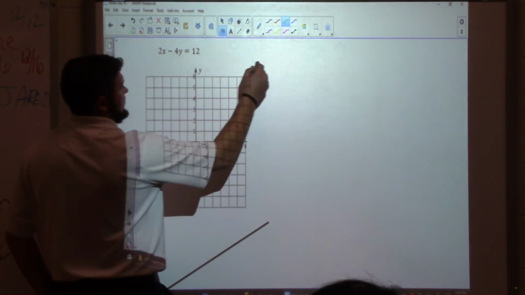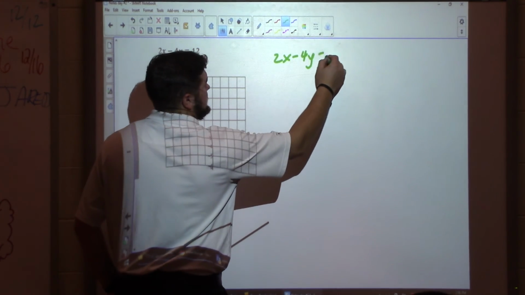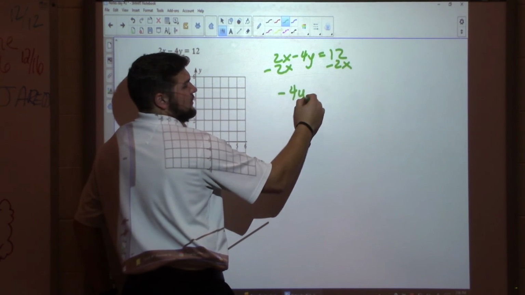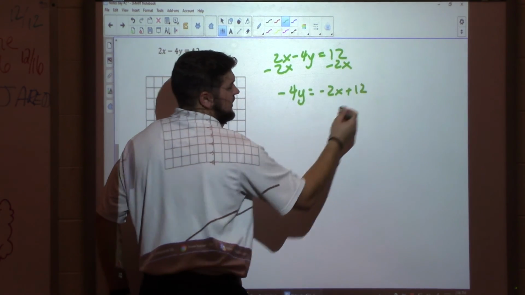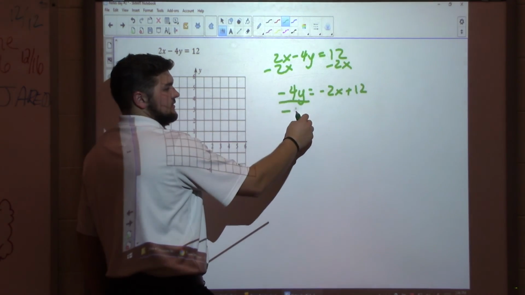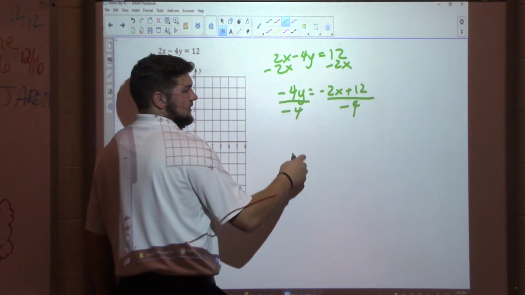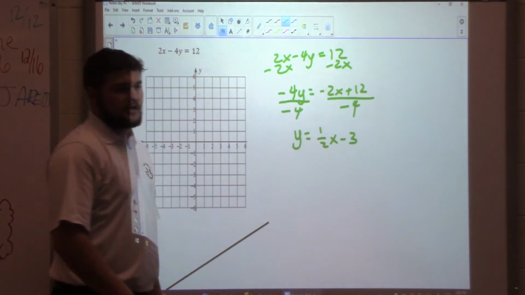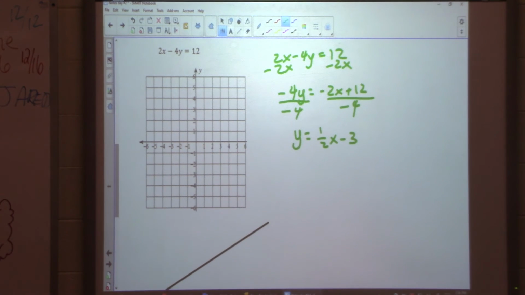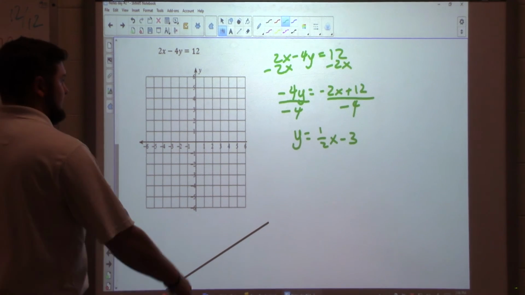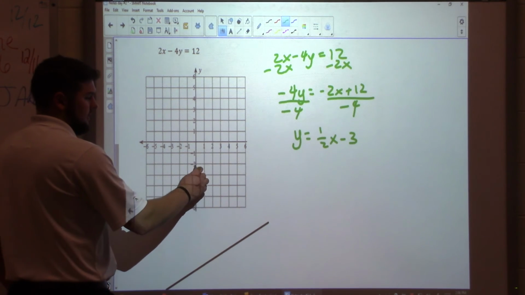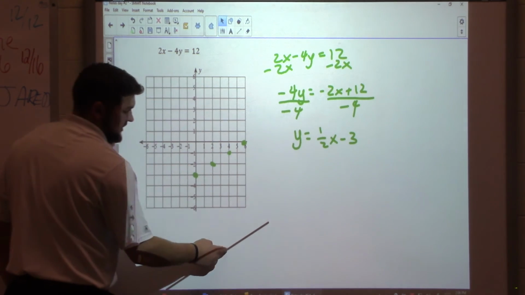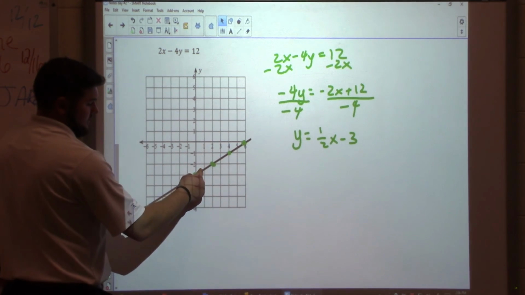So, first things first. 2x minus 4y equals 12. Subtract 2x. Negative 4y equals negative 2x plus 12. Divide by negative 4. y equals 1/2 x minus 3. So if you solve for y, you get y equals 1/2 x minus 3. Then you can graph it. Y-intercept at negative 3, up 1 over 2. Like I said, once you have enough points, then you can draw your line in.